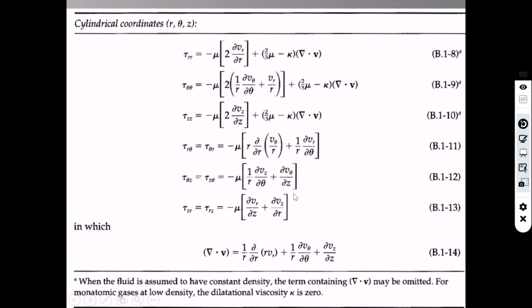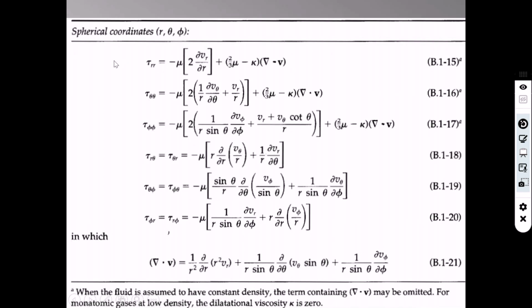And this is the shear stress for the cylindrical coordinate. But we actually don't use that, okay? I shouldn't say don't use, but we don't use that frequently, okay? And this one, probably we don't use that at all. Okay, the spherical coordinate.